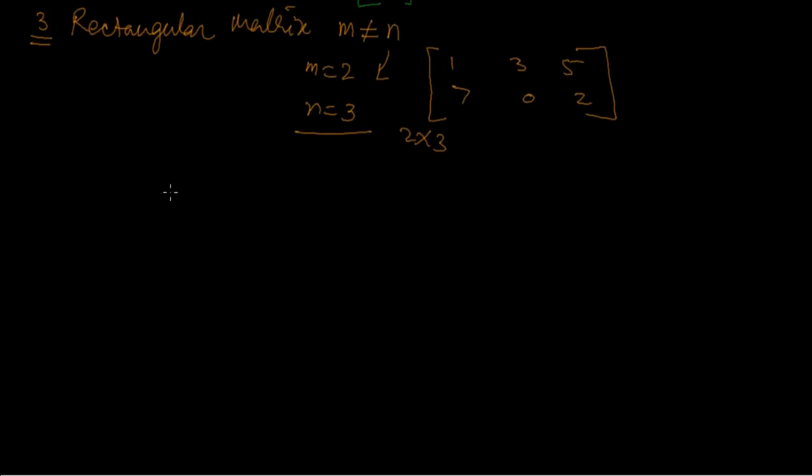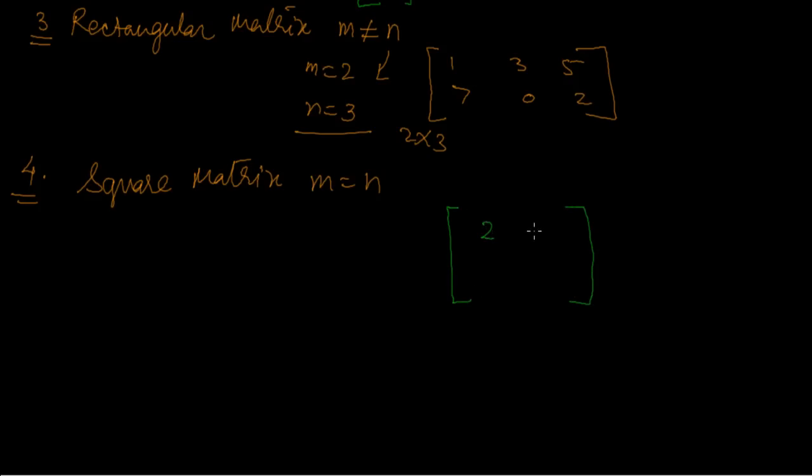Now we see the fourth one, the square matrix. In a square matrix, M is equal to N; the number of rows is equal to the number of columns. I write one matrix here, you see 2 -1 5 7. Here M is equal to 2 and N is equal to 2. So it is of order 2 by 2. So it is a square matrix, a square matrix of order 2.